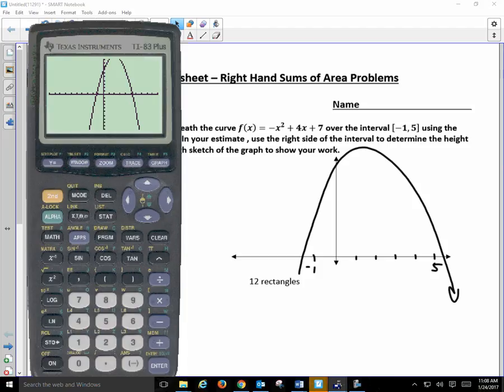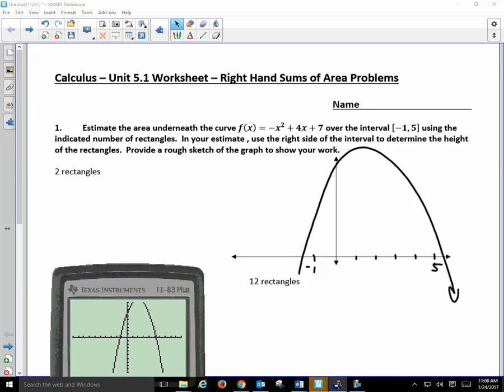and it first says that we would like to do 2 rectangles. What is the entire width of the interval? The width is 6, so the width of each rectangle would be 3. So at what spot would I divide it into the 2 rectangles? At 2. So my first interval for my first rectangle is from negative 1 to 2. Do I draw the height at negative 1 or do I draw the height at 2? Draw the height at 2.